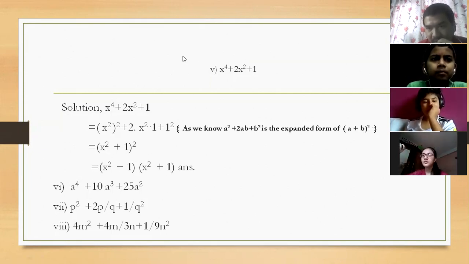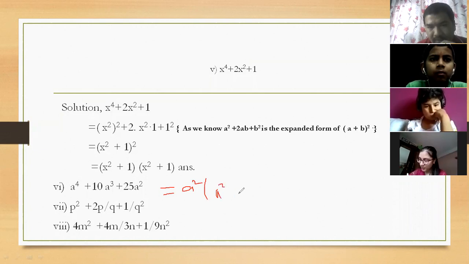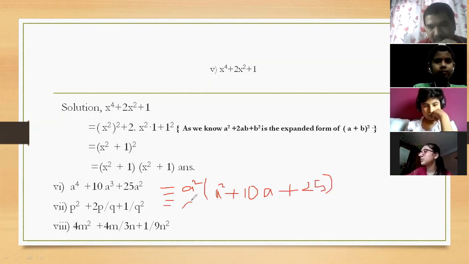Which question tell you according to your choice? I will solve. Sir, 6 number. Okay, look at a square common. Then here will be what here? a square. What is left? 10a plus 25. a square gone common. It means what now? a square, right, same.